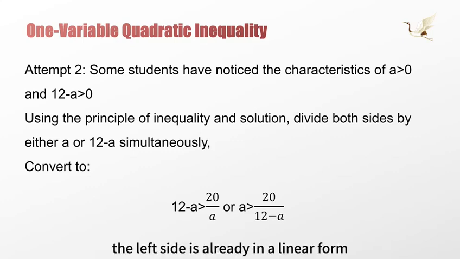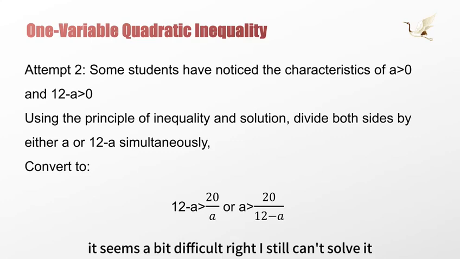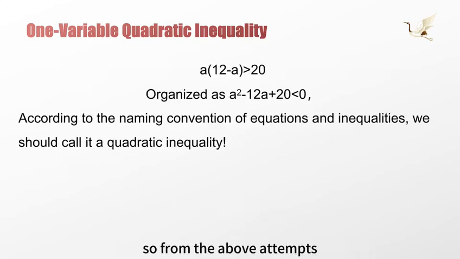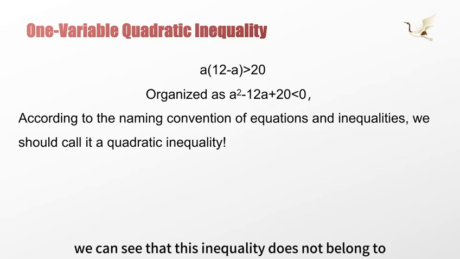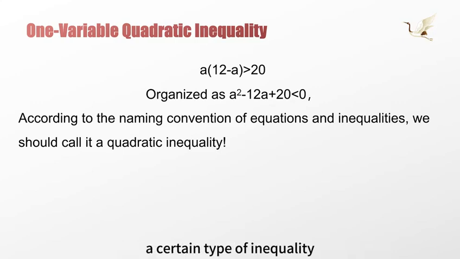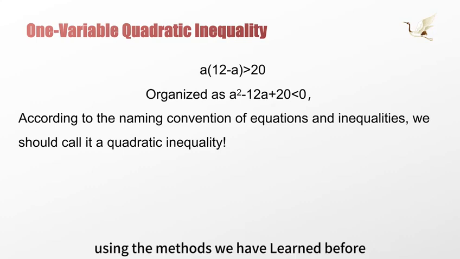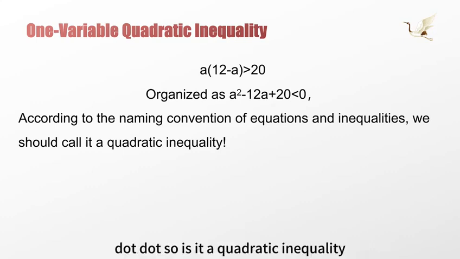We can see that the left side is already in a linear form, while the right side is in a fractional form. Can this inequality be solved? It seems a bit difficult, right? I still can't solve it. So from the above attempts, we can see that this inequality does not belong to a certain type of inequality we have learned, and cannot be solved using the methods we have learned before. So is it a quadratic inequality? Let's think back and forth.